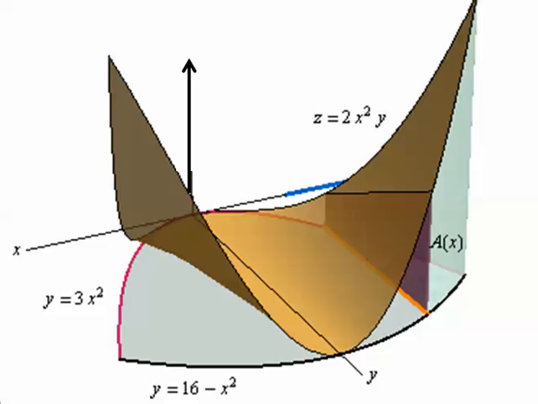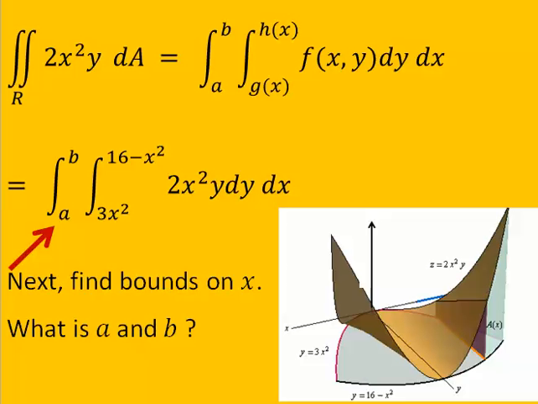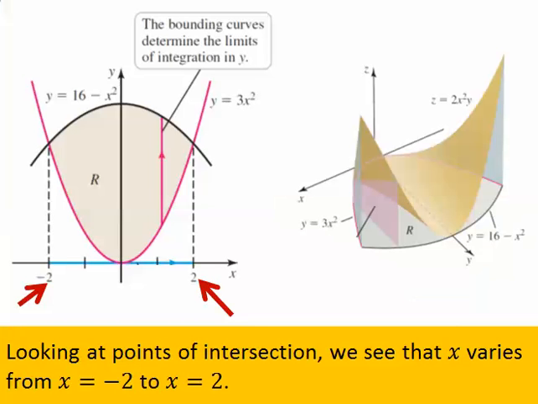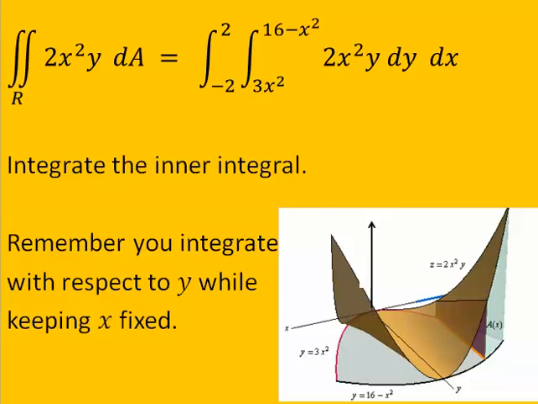Find the volume of the surface over the general region. First, think about which way we're going to slice this. We have y written as a function of x. With a function of x, we slice perpendicular to the x-axis. We have found the bounds on y that was given to us. What are the bounds on x? By looking at points of intersection, we can see that the bounds of x are -2 and 2. And we are ready to integrate.